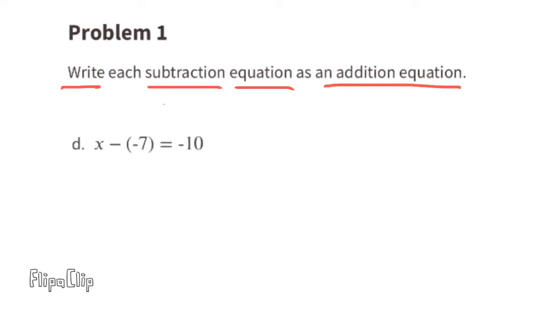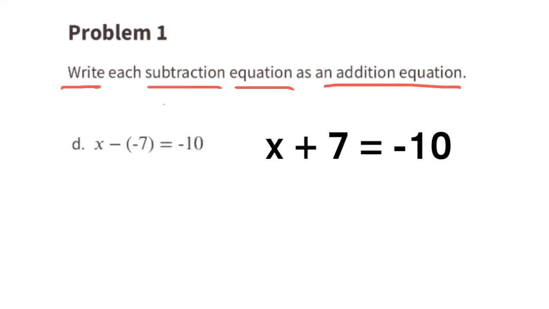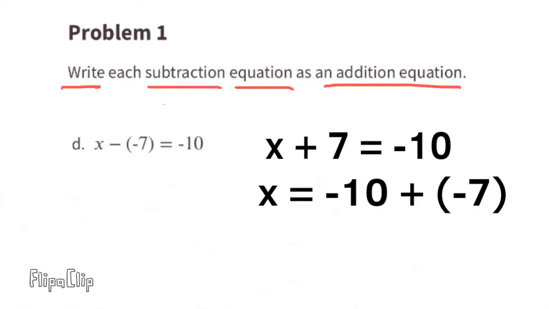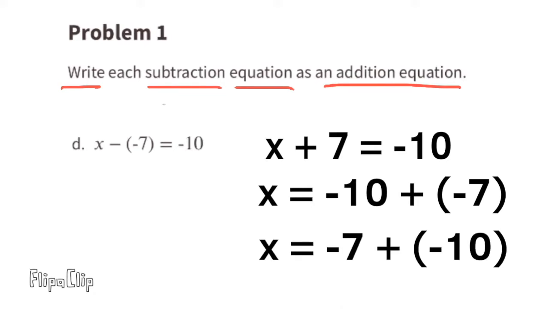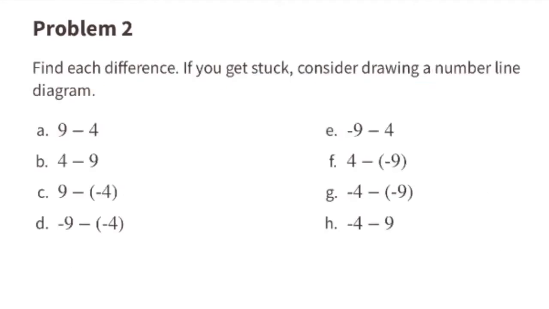D, X minus a negative 7 equals negative 10. We can rewrite that as X and the opposite of negative 7, which is a positive 7, equals negative 10. Or X equals negative 10 plus negative 7, or X equals negative 7 plus a negative 10. Problem number 2. Find each difference.